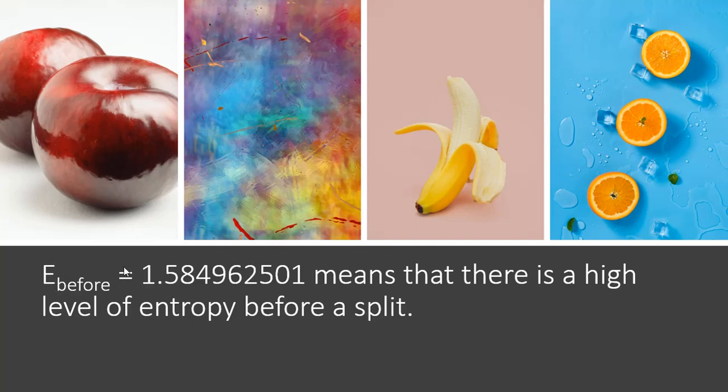Which means that there's a high level of entropy right now. And if we do a split of the data based on a characteristic, we're going to see if we can lower that level of entropy and have information gain.